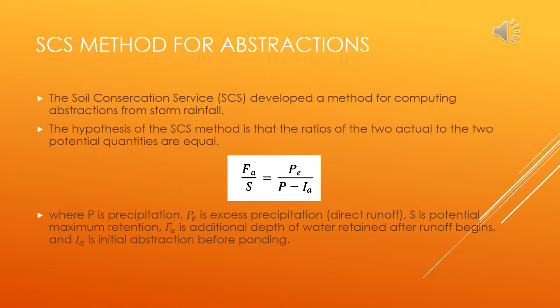As you remember, retention is taking the soil moisture, right? Fa is the additional depth of water retained after runoff, which is again infiltration, cumulative infiltration, right? And the last one, Ia, is the initial abstraction before ponding.